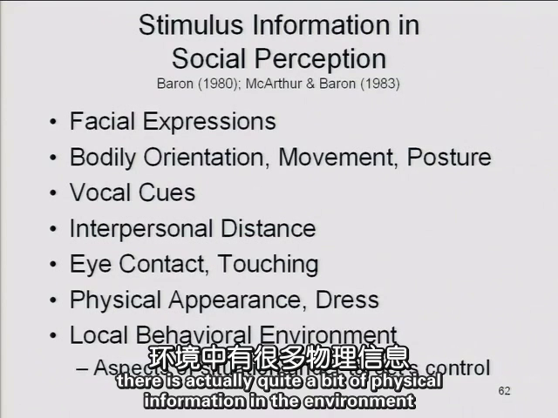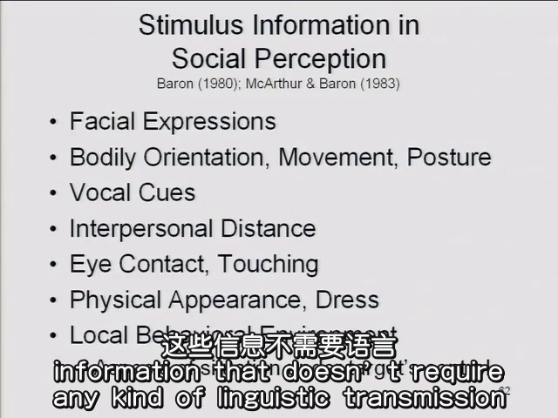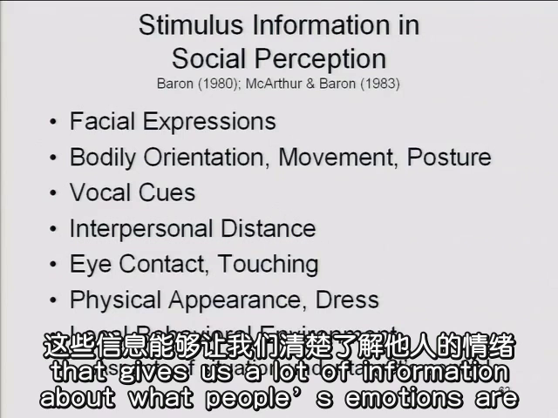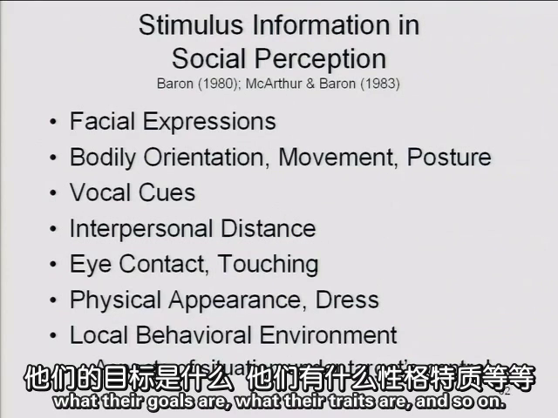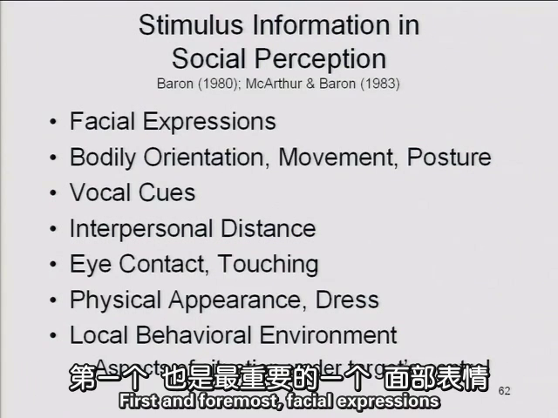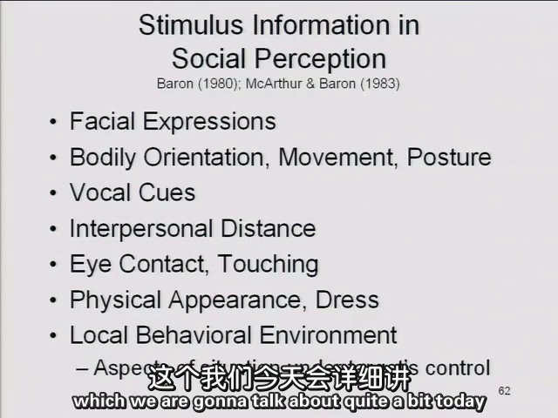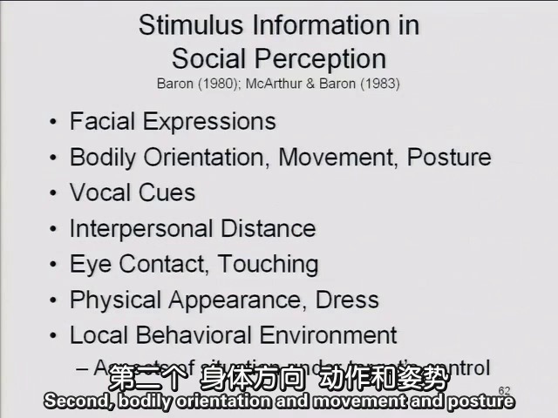And they've argued that there's actually quite a bit of physical information in the environment, information that doesn't require any kind of linguistic transmission, that gives us a lot of information about what people's emotions are, what their goals are, what their traits are, and so on. First and foremost, facial expressions, which we're going to talk about quite a bit today. Second, bodily orientation and movement and posture.